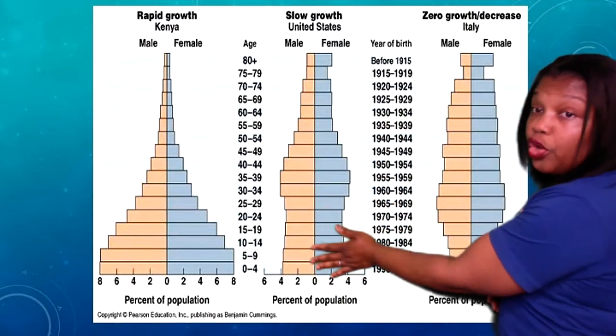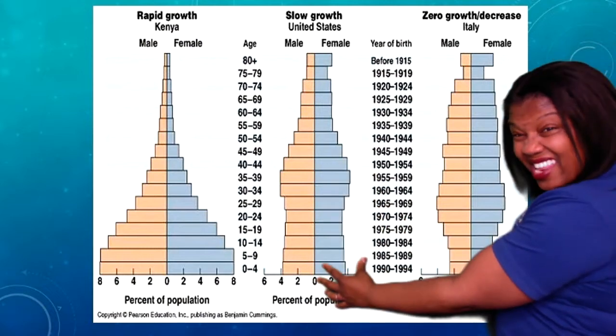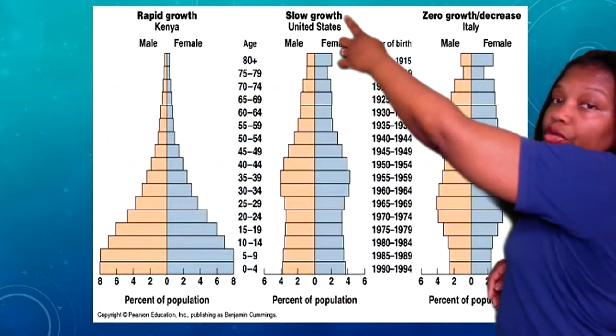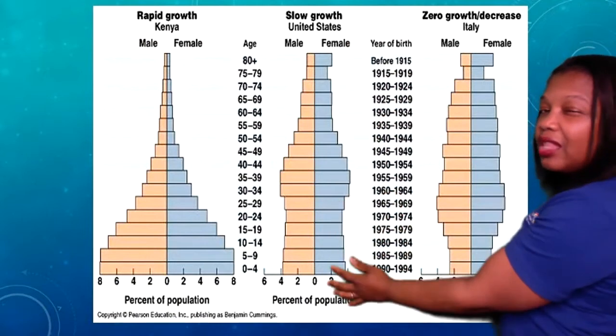They're having children, but it's few. So it's almost even. So we call that slow growth. So there'll be some, but not very much because we're not having a lot of kids.